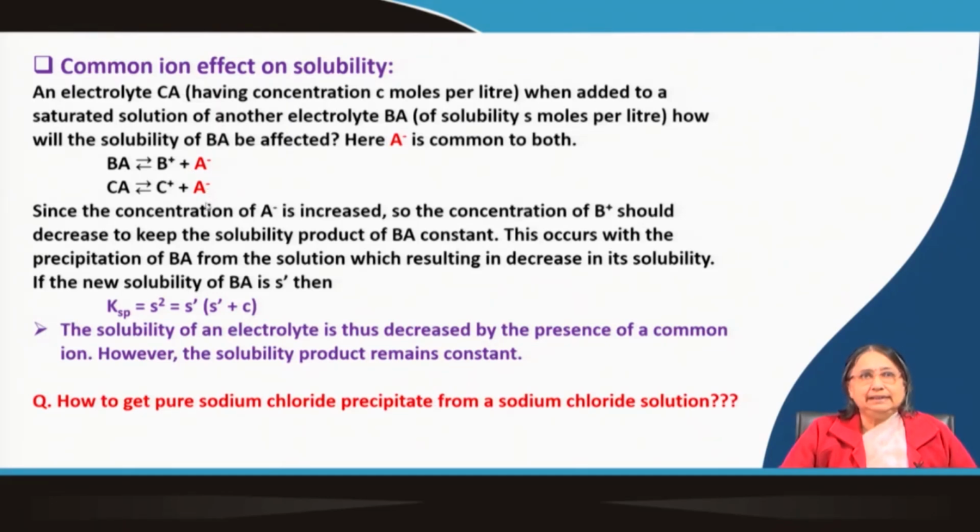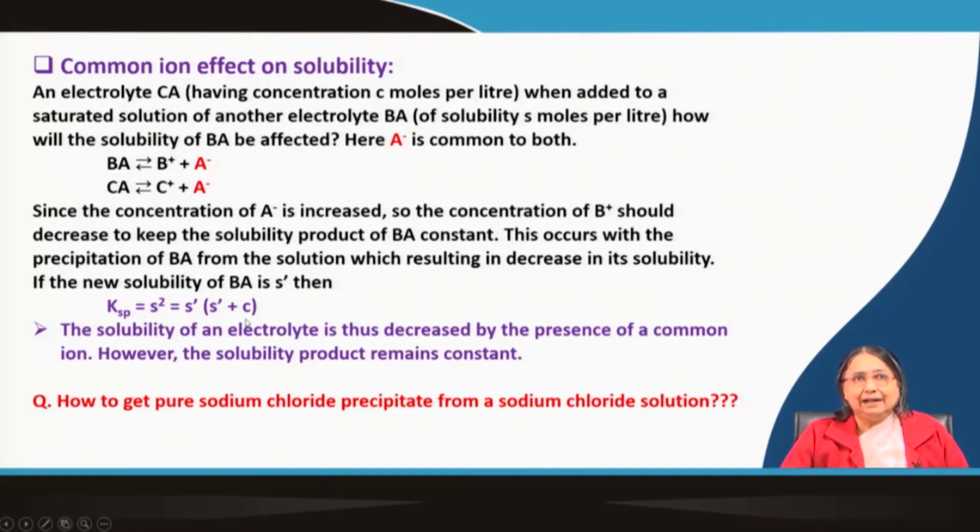Initially, when it was alone, the solubility is S, which means Ksp is S square. But now we are adding CA, and the concentration of CA is C moles per liter. After adding CA, the solubility will no more be S; it will change. How will it change? The concentration of A minus is now higher. If the new solubility is S dash, then the A minus concentration is S dash plus C, so it is higher than S.